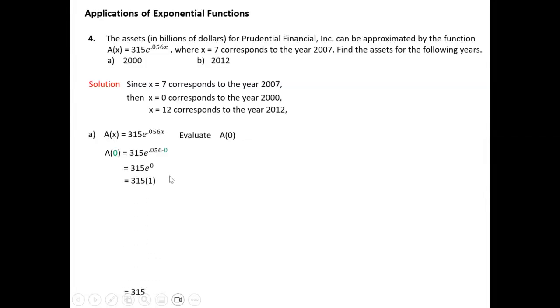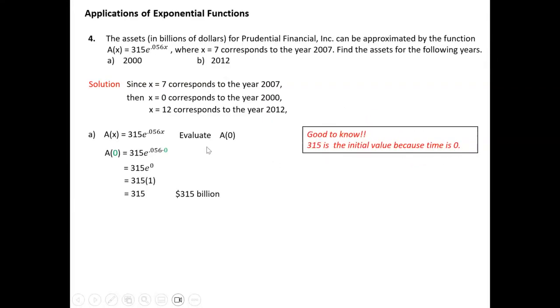It's going to give us 315, right? So it's going to give us 315 billion. The answer has to be 315 billion because the assets are in billions of dollars. Now, this is good to know. When t equals 0, this is your initial value. This will help you for the next problem in number 5. The initial value is when t or x equals 0, the value for y, this will be the initial value of the 315. Okay?